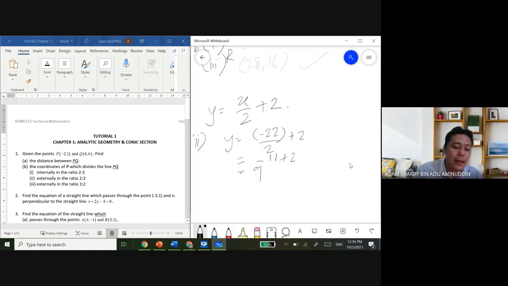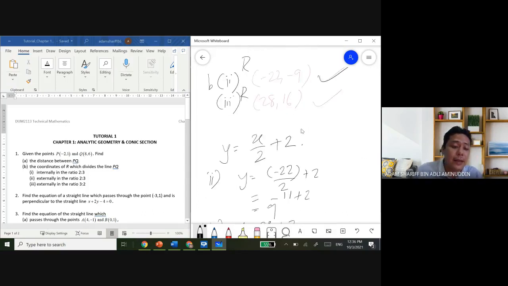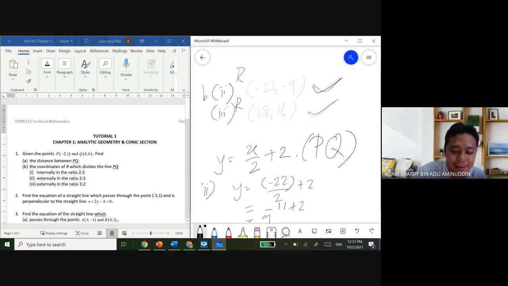Manakala yang ketiga pula, 3 Roman, x sama dengan 28, y sama dengan 28 per 2, 14 tambah 2, 16. So at least I can guarantee that both of these two answers given by your friend just now is within the straight line of PQ. Guarantee. Tapi yang tak guarantee ialah ratio.